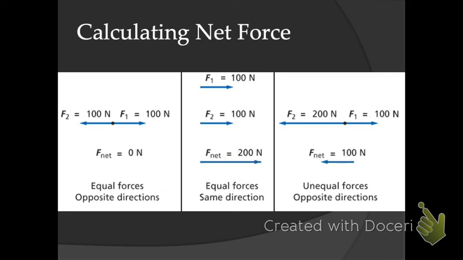200 newtons, right? I would probably draw this one like this. 100, and then again, 100, right? And so it ends up being 200 newtons to the right. Okay, they are in the same direction, so we add them.